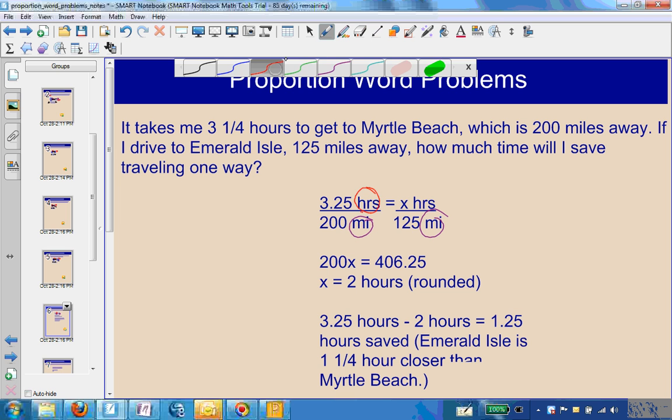So I have to find out how much time it takes to get there first, and then I can subtract to see how much time I saved. So hours across from hours and miles across from miles. I'm going to cross multiply. 200 times x is 200x. 3.25 times 125 ends up giving us 406.25. Divide both sides by 200, and you get x equals 2 hours. I rounded that.